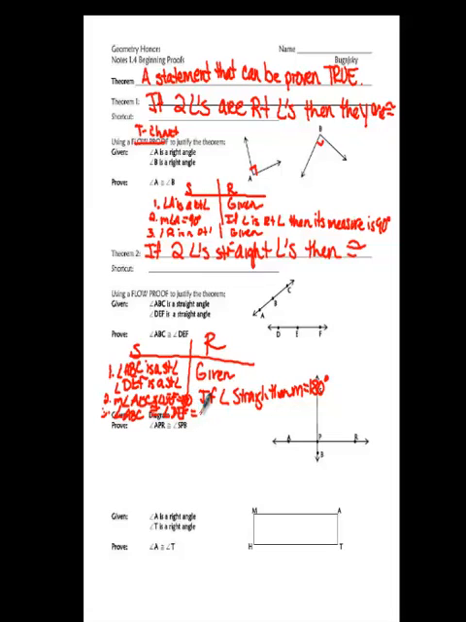And the reason that I know that is because, can you help me out here? We know that those two angles are congruent because of the theorem that we were just introduced: if two angles are straight angles, then they're congruent. Awesome. Good job.